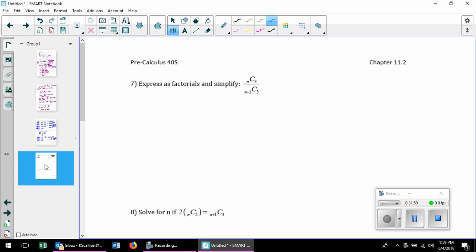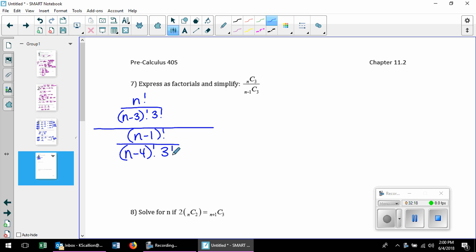So this one's going to be n factorial over n minus 3 factorial, 3 factorial, all over n minus 1 factorial, over n minus 4 factorial, 3 factorial. The way I would deal with this is I would look at the numerator and denominator. I simplify the numerator and then I simplify the denominator, because really all this is saying is n factorial over n minus 3 factorial, 3 factorial divided by.